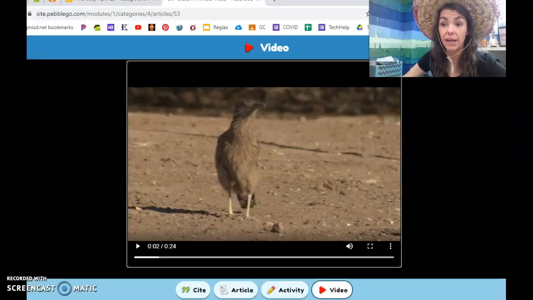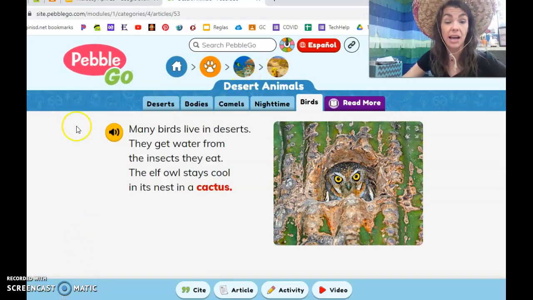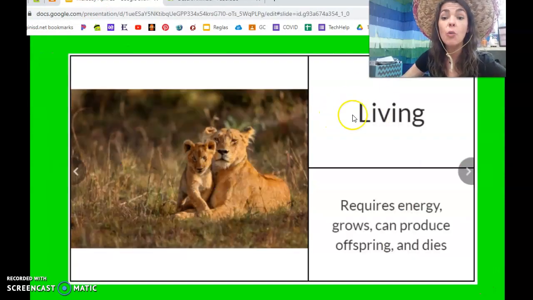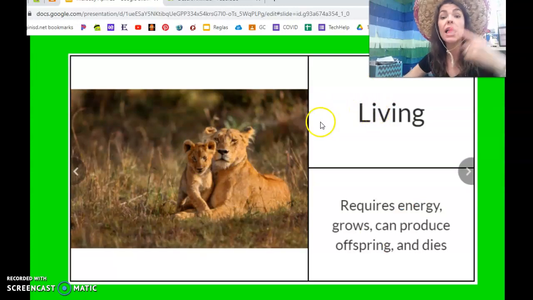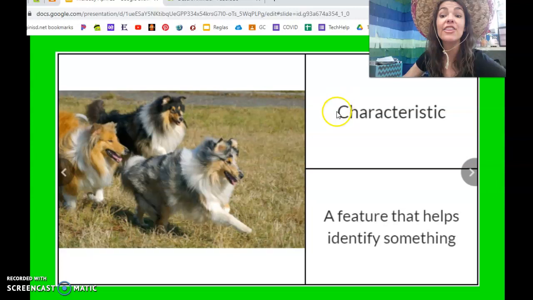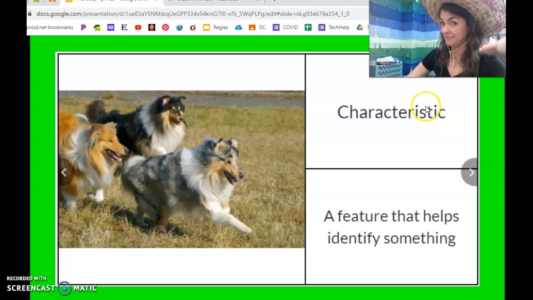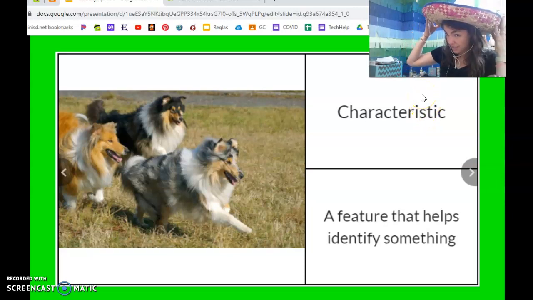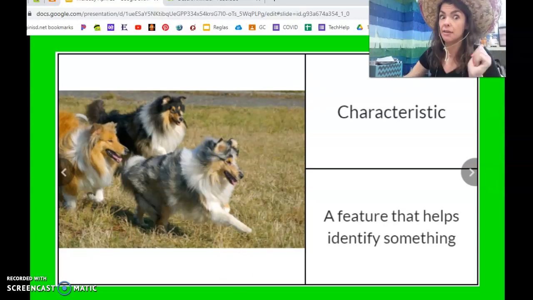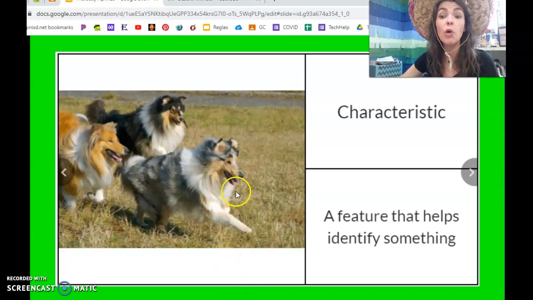Now that we've learned all we can on PebbleGo desert animals, it's time for us to get started on our journal. First, let's review vocabulary. We are studying animals, and animals are living. One more time, say that word, living. You will show me a living animal from the desert today. And their characteristics. Say that long word, please. Characteristics. Like you said, the characteristics of my hat are round, large, pink, and blue. The characteristics of these dogs are fluffy, fast, white, black, brown. We'll use characteristics on our desert animals today.